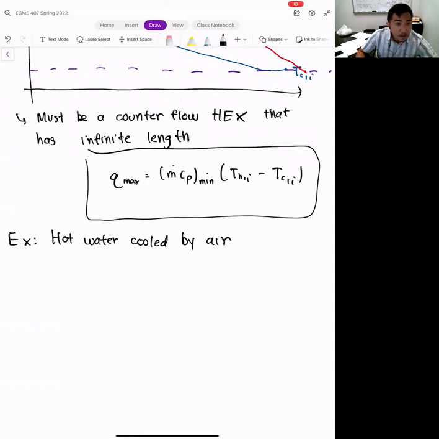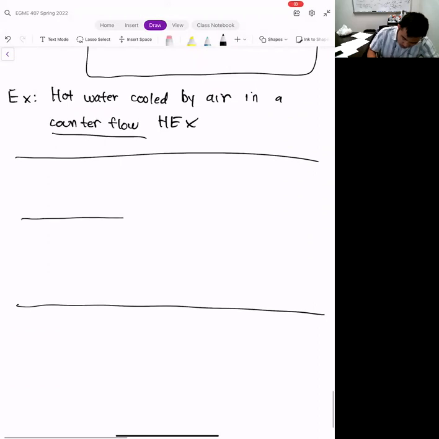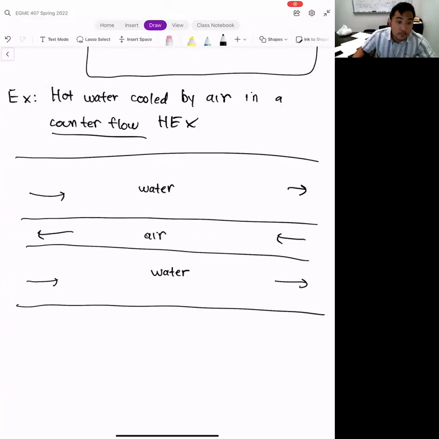And it's going to happen in a counterflow heat exchanger. So visually it looks something like this. We're going to say that the hot water is going to flow on the outside, the air is going to flow on the inside, and the water is going to go from left to right, and the air is going to go from right to left.